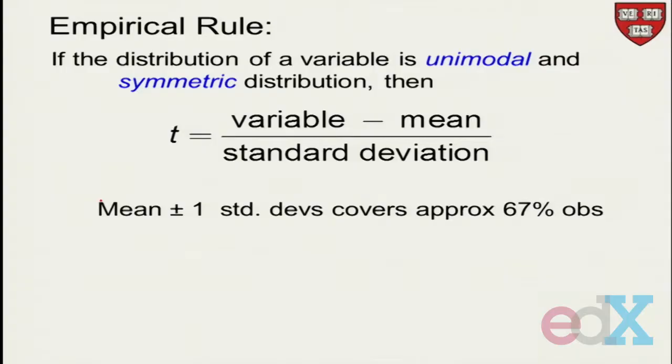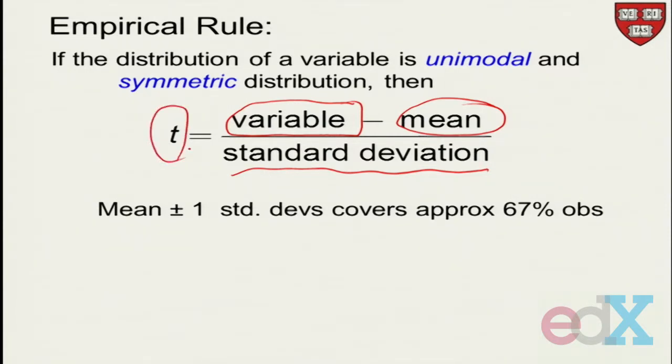One last thing before leaving the empirical rule. Some people prefer to quote the empirical rule as follows. Create a new variable by looking at your old variable, subtract its mean, and divide by its standard deviation. Call that t. And this is called a standardized version of the variable. So subtract the mean and divide by the standard deviation.